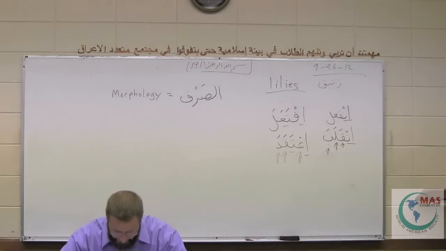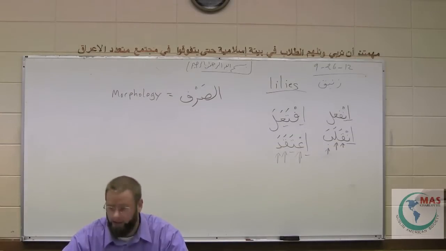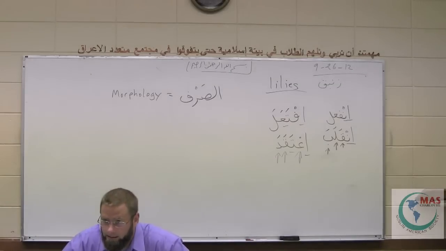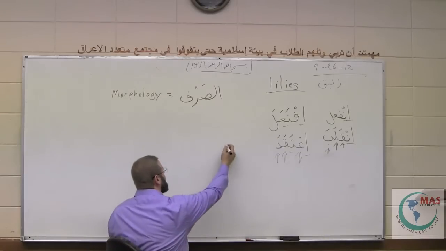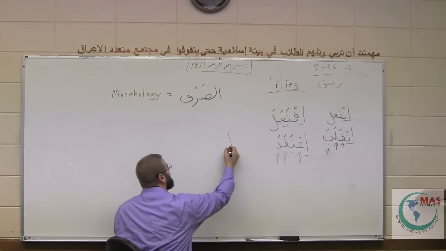And the last one, istif'alla. The last one, number 10. This is where you add 3 letters: alif, sin, ta. Alif, sin, ta. So istif'alla.